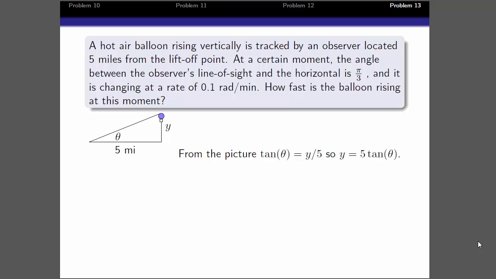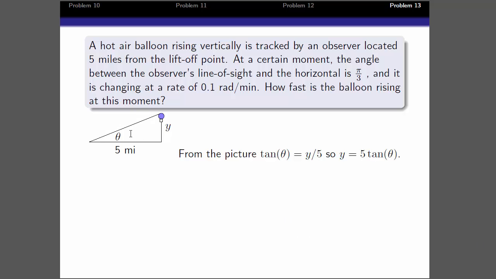Alright, in this problem, a hot air balloon is rising vertically, tracked by an observer 5 miles from the liftoff point. At a certain moment, the angle between the observer's line of sight and the horizon is pi over 3, and it's changing at a rate of 0.1 radians per minute. How fast is the balloon rising at this moment?